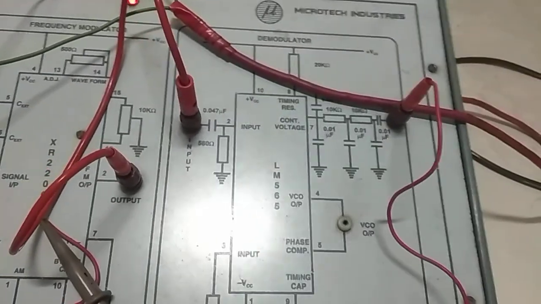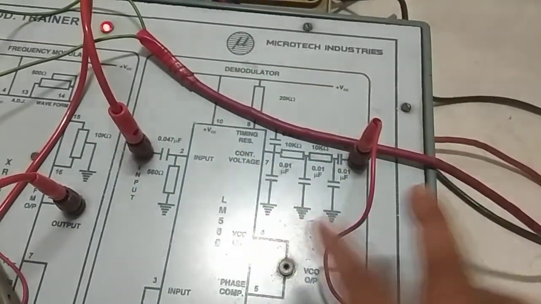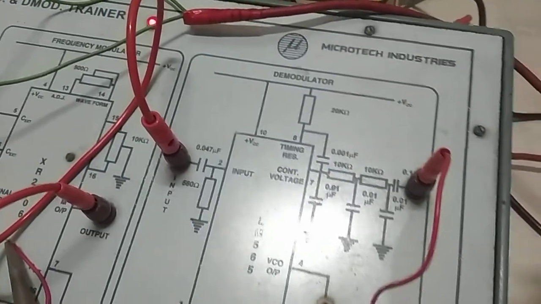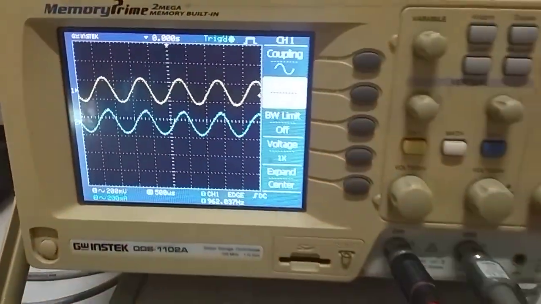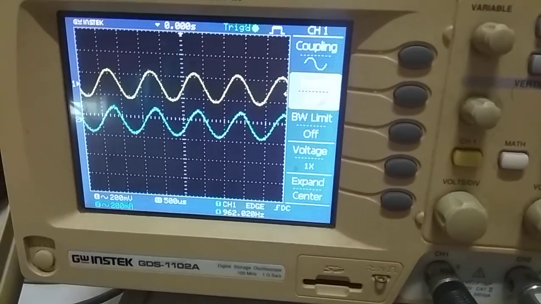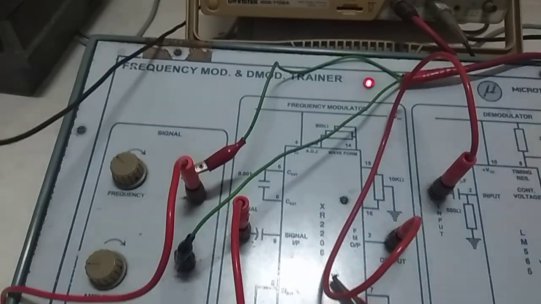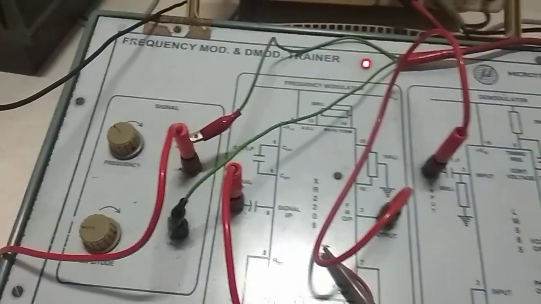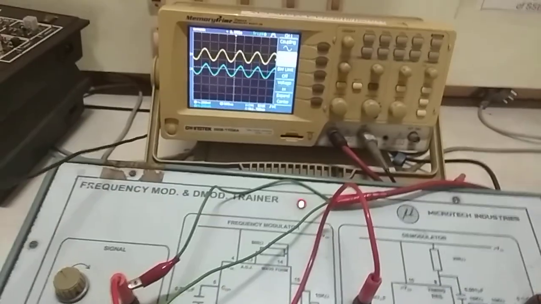Here we use the 565 IC, which gives us the demodulated output. Look at this. Just connect it and we get this kind of demodulated output. So this is frequency modulation. Got this? If we change the amplitude of the signal, look at this, what kind of differences there are.